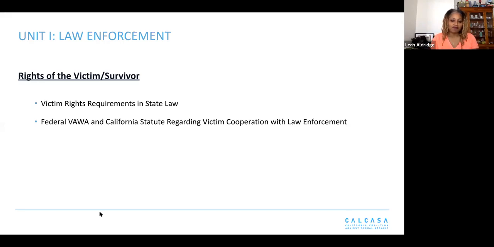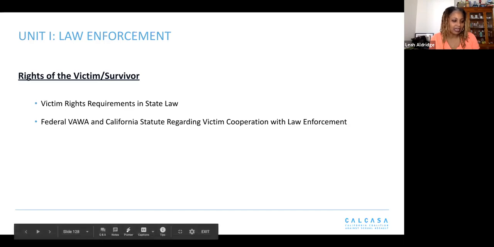Okay, so here we are working with law enforcement officers, also known as cops. And right off the bat, you want to make sure that your advocates understand, again, survivors' rights, what the survivors are entitled to. Law enforcement needs to apprise the victim of their legal right to have a victim advocate and a support person at any interview by law enforcement officers.